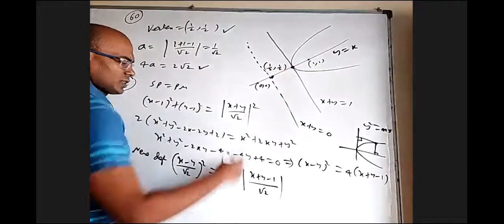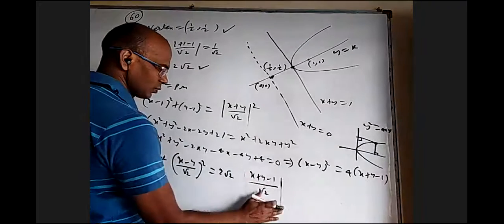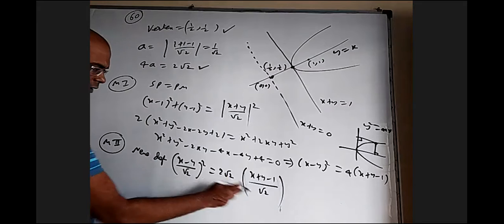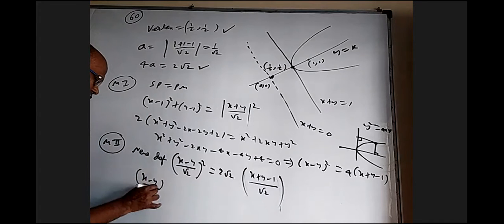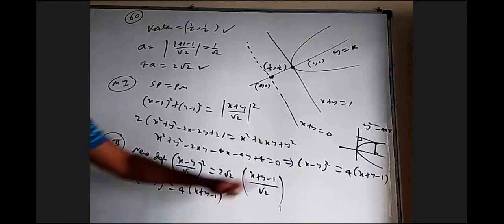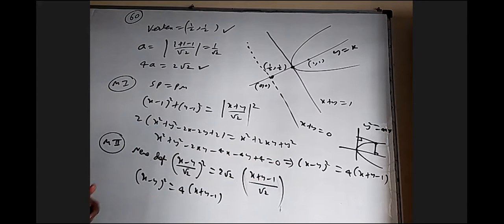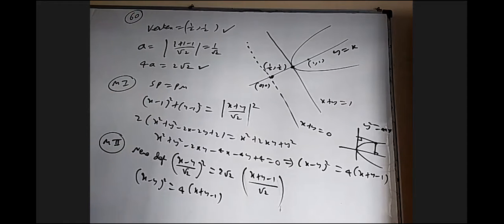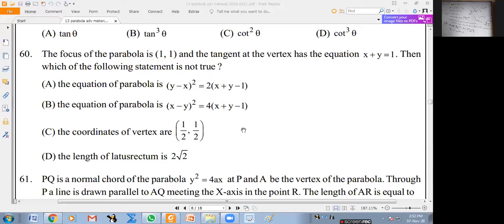If I take any point on this, it is positive only, so I don't need this mod symbol also. So this 2 will go here and root 2 will cancel. I'll get (x minus y) whole square equal to 4 into (x plus y minus 1). So whatever I got here, same thing I got more directly, instead of expanding and all. So option B is correct. Obviously among A and B, one thing will not be correct, which is option A.